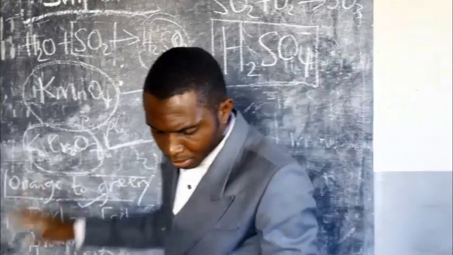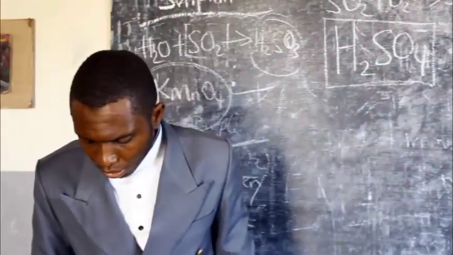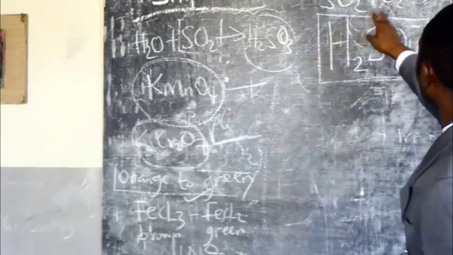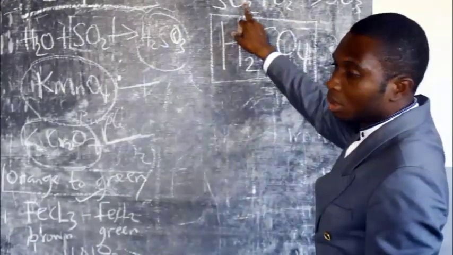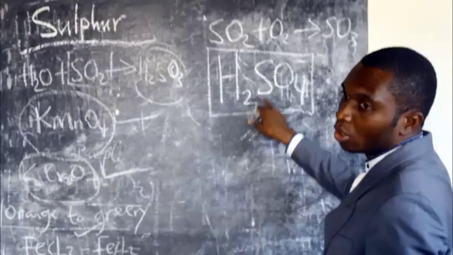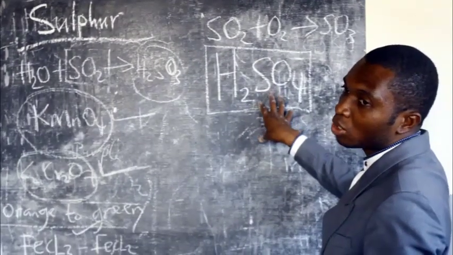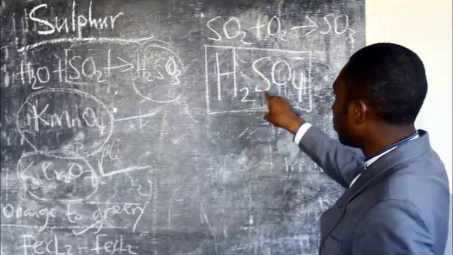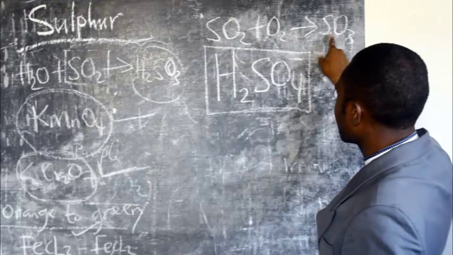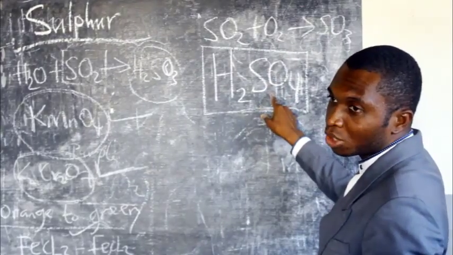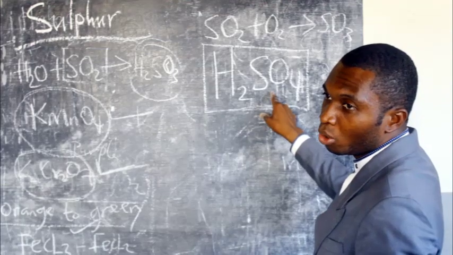H2SO4 is prepared how? Through the contact process. Oxygen is added to form SO3, which later reacts with water. The H2SO4 you add here to this substance is just to dehydrate it. It's for dehydration, to form oleum.